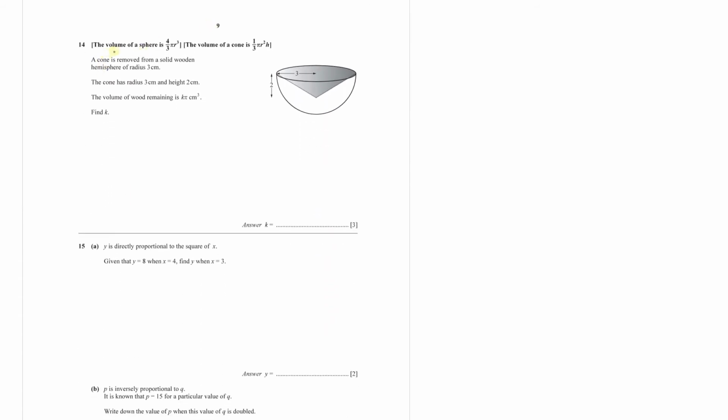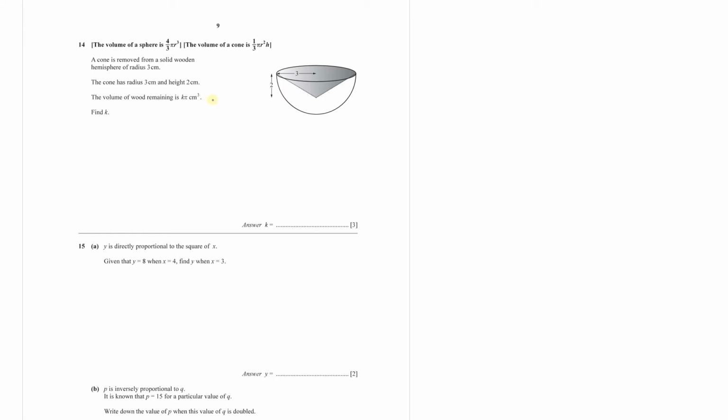So question 14: the volume of a sphere is given by this and cone by this. A cone is removed from a solid wooden hemisphere of radius 3 centimeter. The cone has radius 3 centimeter and height 2 centimeter. The volume of wood remaining is k pi centimeter cube. So you have this hemisphere of solid wood, like it's not hollow or empty from inside, it's a complete hemisphere filled with wood. And then you cut out this cone and remove it from this hemisphere.